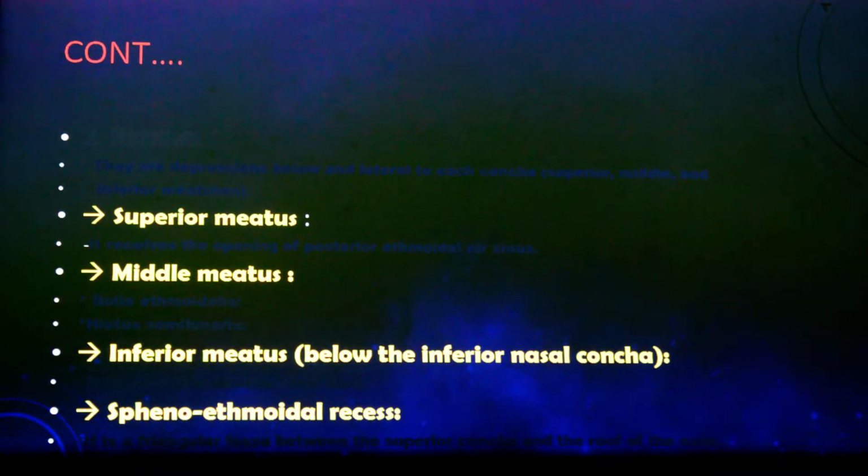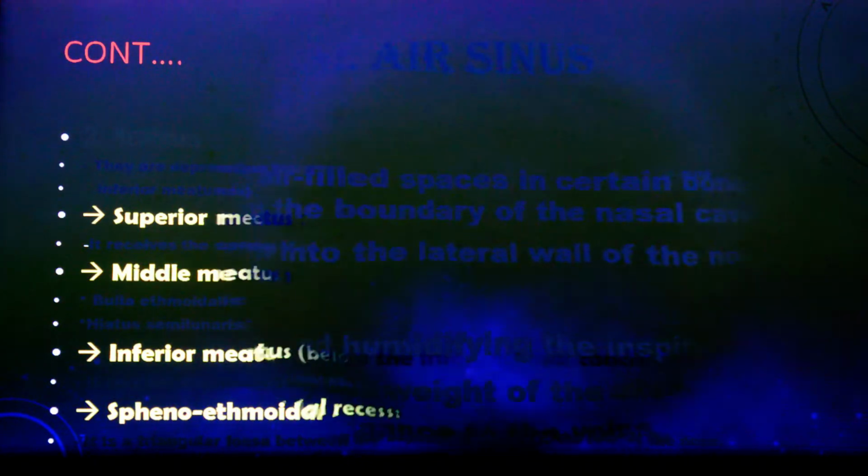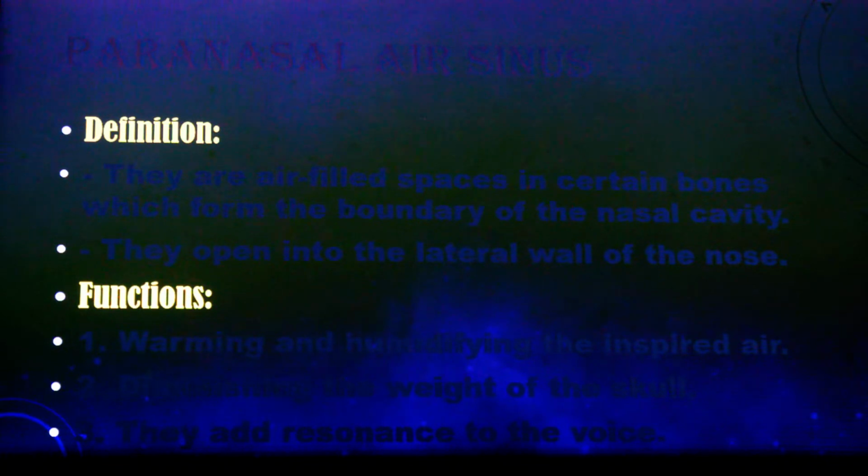And next are the meatuses. The meatuses lie below and lateral to the conchae. So in between are the conchae and laterally are the meatuses. There are mainly four: superior, middle, inferior, and the sphenoethmoidal recess, formed at the junction of the sphenoid and ethmoid.